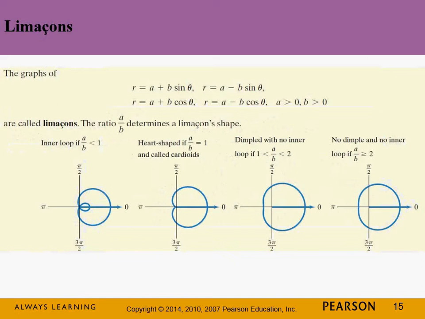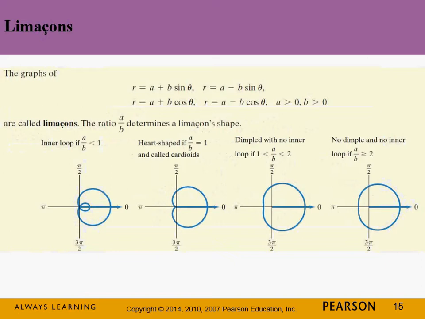If A over B is less than 1, which means A plus B sine theta, that means B is bigger, right? So if A plus B sine theta or A plus B cosine theta, if B is bigger, then you get that loop. If A and B are equal to each other, you get that heart shape.